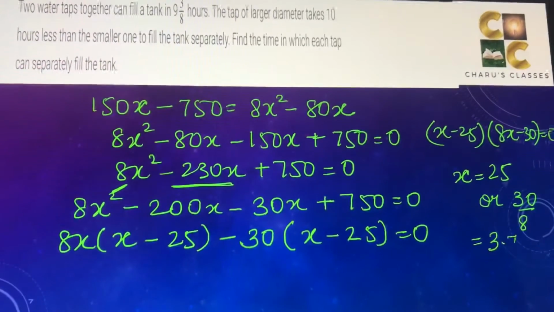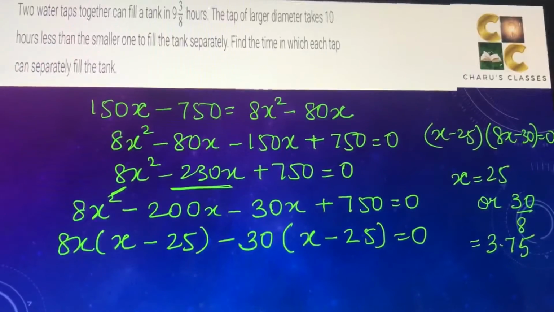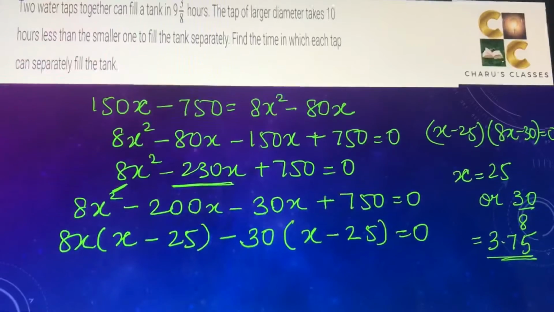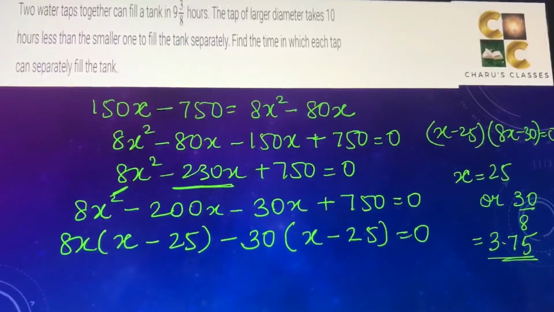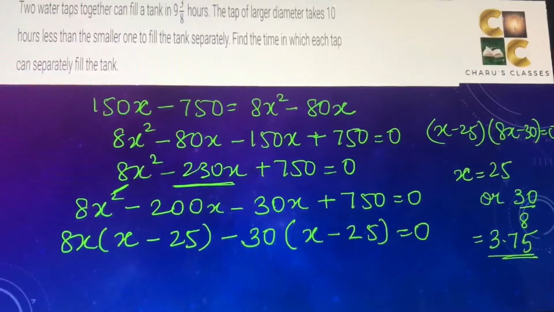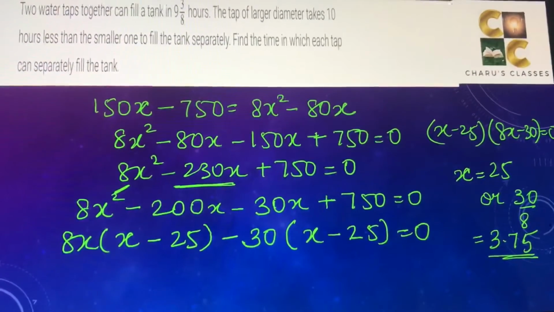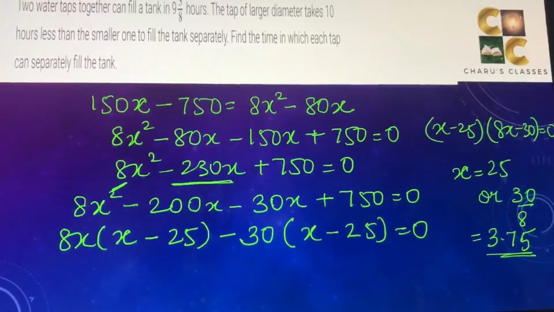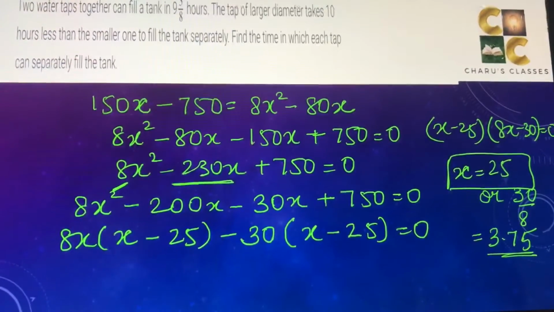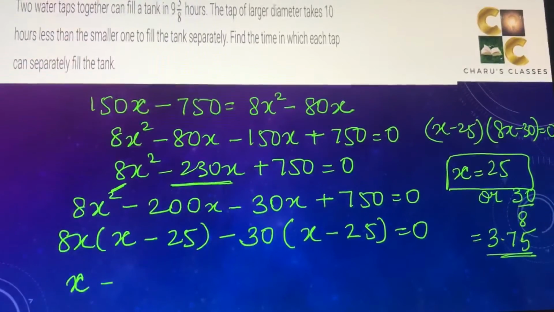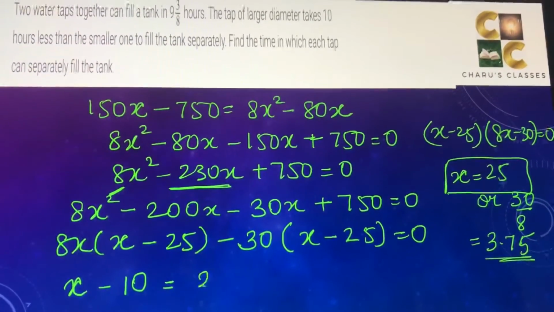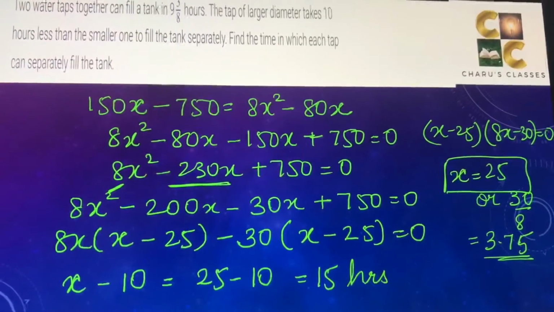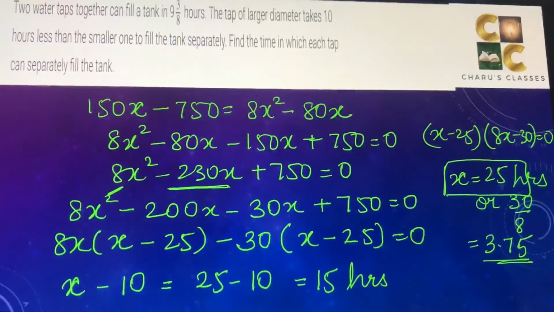Now 30 by 8, it is 3.75 hours. If we take the value of x as 3.75 hours, that is the time taken by the smaller tap, the time taken by the larger tap will be 10 less. So if I subtract 10 from this number, I'll go in negative, which is not possible. Therefore, the correct value of x will be 25. And the time taken by the larger tap, x minus 10, which is 25 minus 10, will be 15 hours. So we have 25 hours and 15 hours.